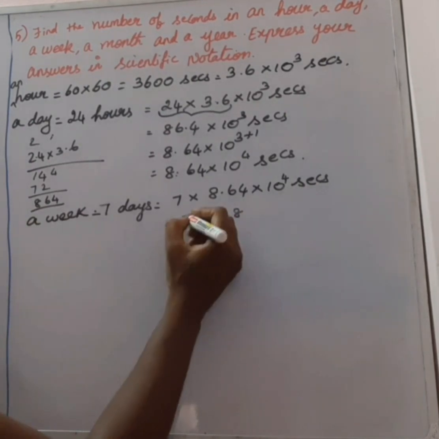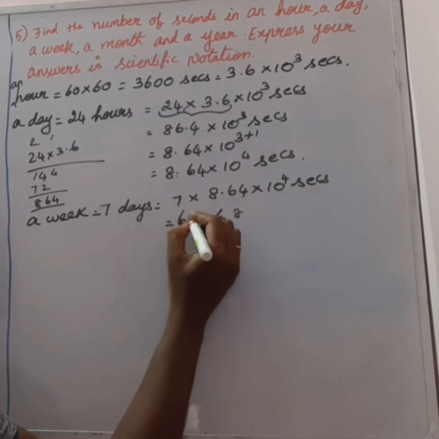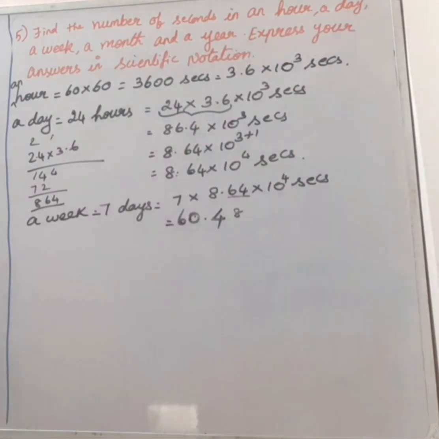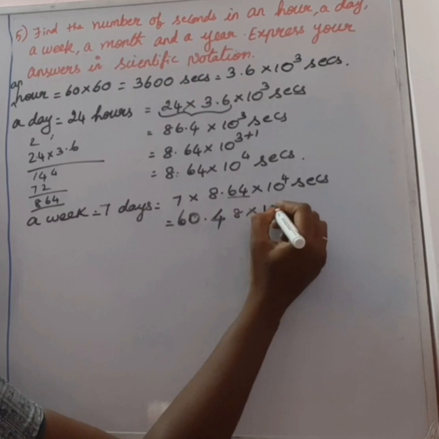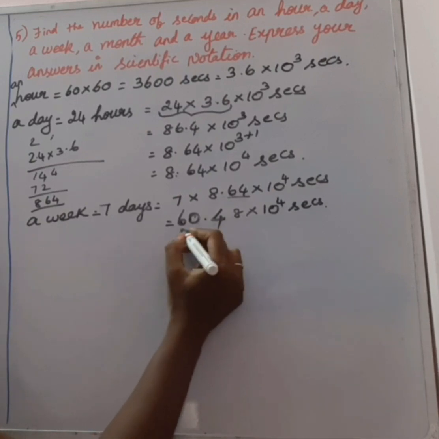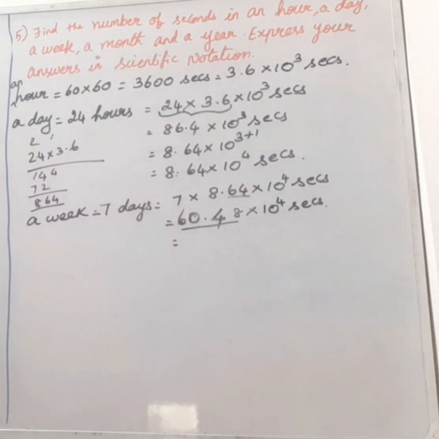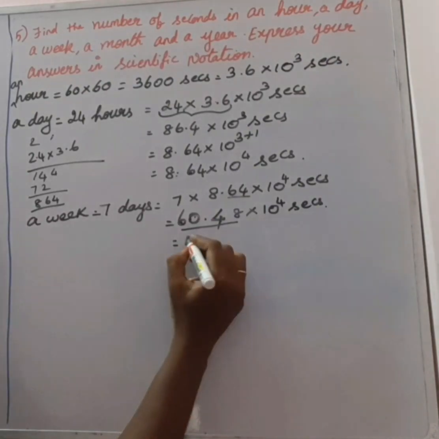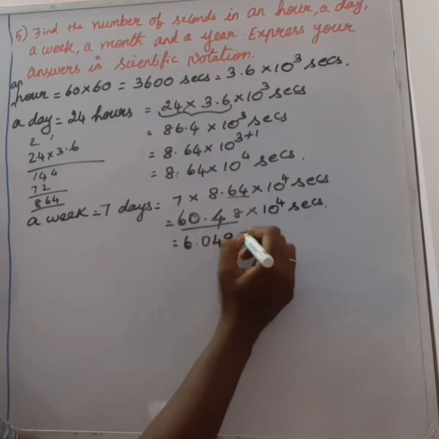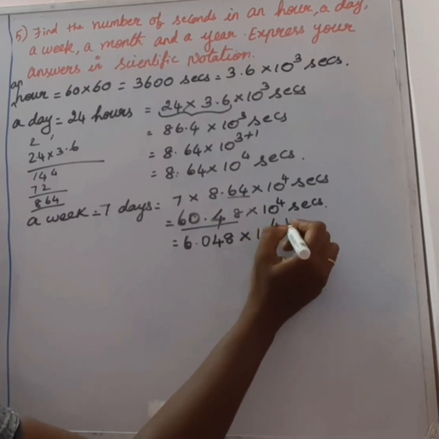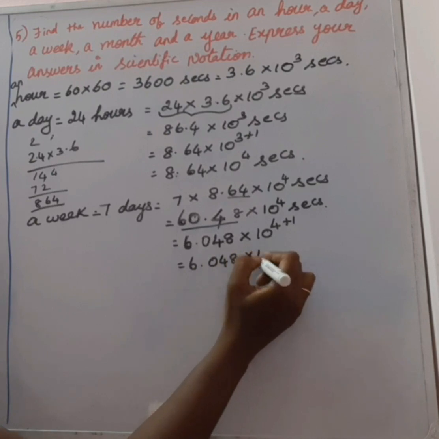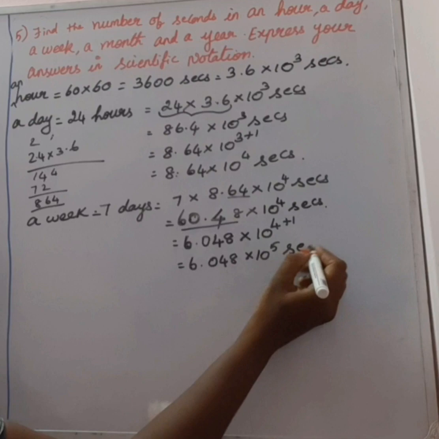60.48. We get the answer as 60.48. We have 2 decimal places, so put a dot in between that. So into 10 power 4 seconds. Then we want to convert this into scientific notation, isn't it? So we get 6.048 into 10 power 4 plus 1. So what do we get? 6.048 into 10 power 5 seconds.